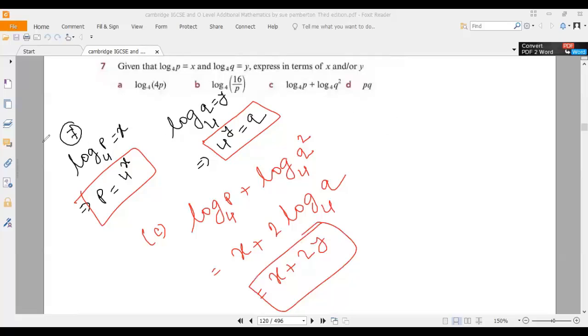And number D, pq. What is the value of p? We have already found it out. That is 4 to the power x. What is the value of q? That is 4 to the power y. So 4 to the power x into 4 to the power y. If I want to convert these indices, then it will be 4 to the power x plus y. So that is the solution of number 7. I hope you understand this one properly.